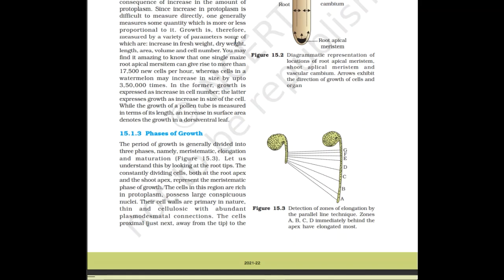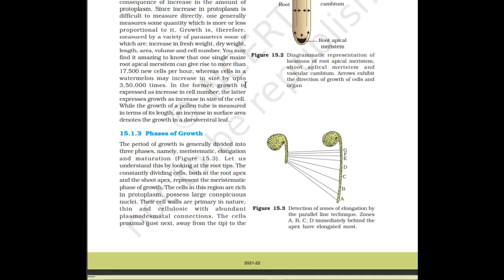You have to remember the parameters which are used to measure the growth, that is fresh weight, dry weight, length, area, volume, cell number. You may find it amazing to know that one single maize root apical meristem can give rise to more than 17,500 new cells per hour, whereas cells in a watermelon may increase in size by up to 350,000 times.